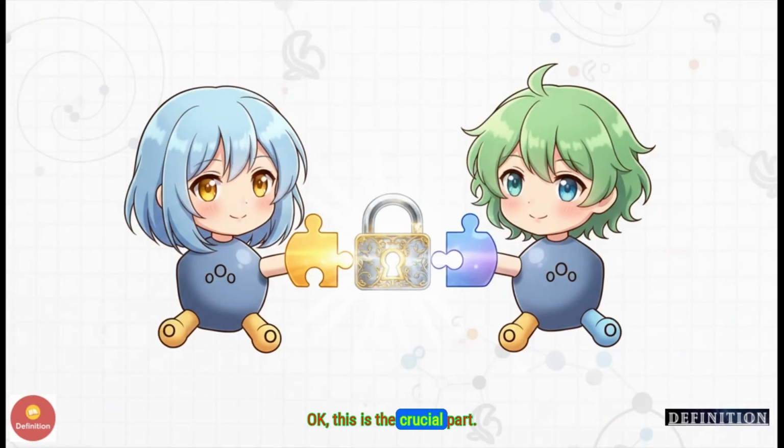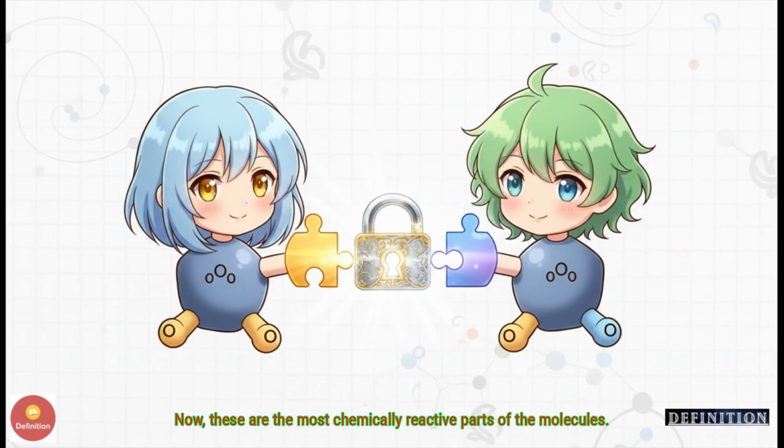Okay, this is the crucial part. That bond I just mentioned, it involves what are called the anomeric carbons of both sugars. Now, these are the most chemically reactive parts of the molecules. So by locking them up together in this bond, it basically neutralizes them. They can't react anymore in certain chemical tests. And that is exactly why sucrose is called a non-reducing sugar.